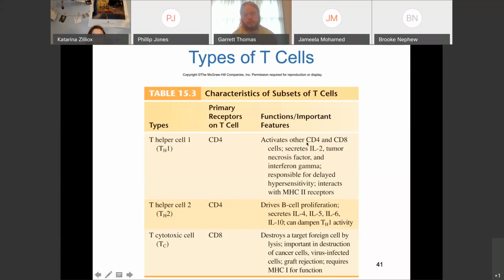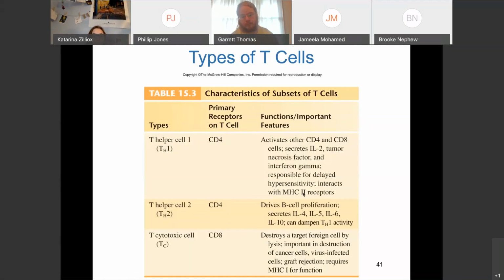So these activate other CD4 and CD8 cells. They secrete interleukin. You guys remember what that does? Please, God, remember? No? Nothing? Remember, interferon tells the other cells, if you're infected, I want you to go through apoptosis, so you don't become virus-producing factories. Right? It interacts with MHC2 receptors. Remember, MHC2 are the ones that present the antigens.